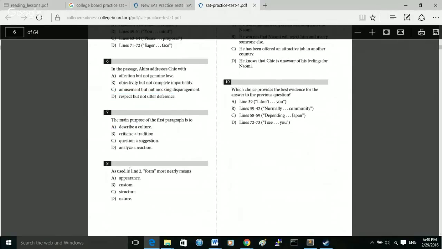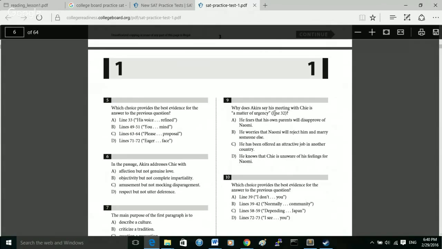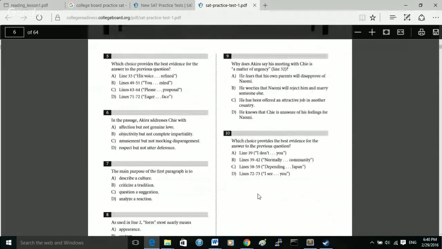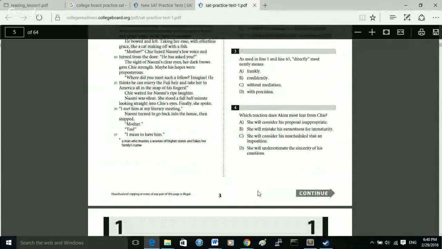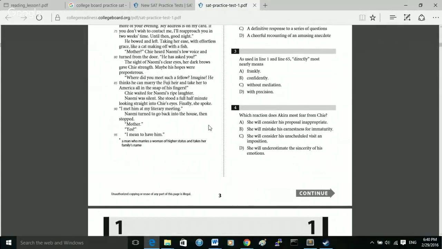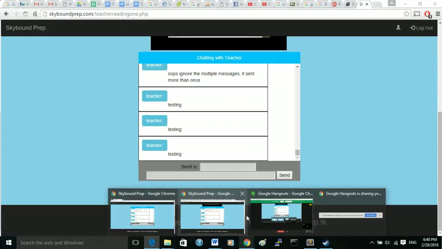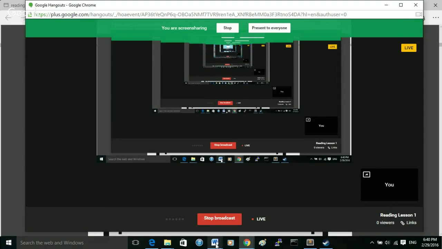Let's see. We answered question 7. We answered question 8. We answered question 9, and we also answered question 10. So that's it for the first passage. If you guys have any questions, or need any clarifications, just ask a question in the chat box, and I'll make sure to go back and answer your questions. So we'll just wait a moment for any questions to be asked.